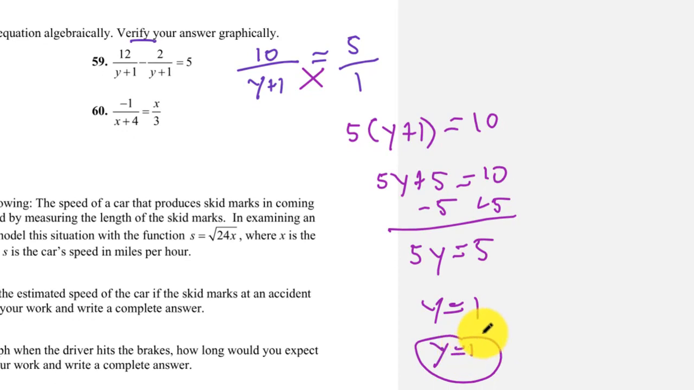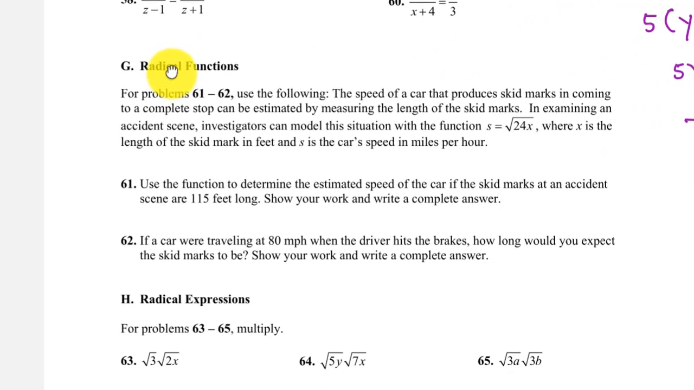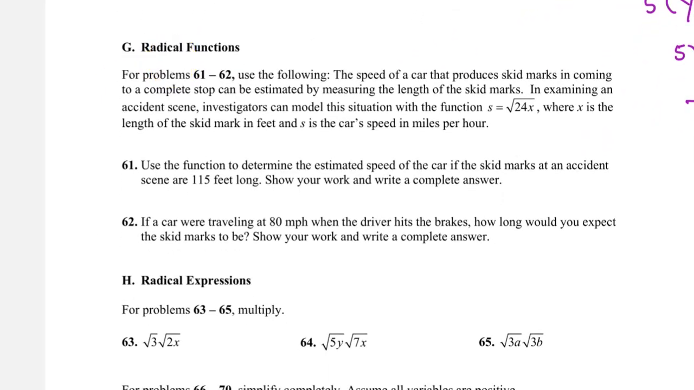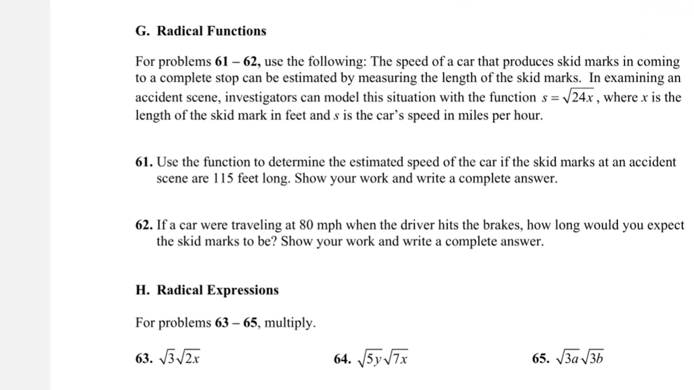Let's jump into problem 61, 62. Now we're dealing with radical functions. So let's read the problem, and then we'll tackle 61. It looks like they give us some type of function that will give you the speed of the car if you know the length of the skid mark in feet. So x is the length of the skid mark, and s is the speed of the car.